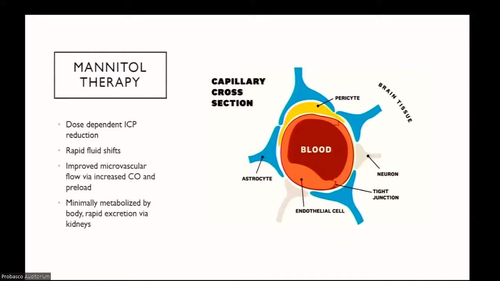The amount that ICP is reduced is directly related to the amount of mannitol that these patients get and the concentration. So thus is the dose-dependent ICP reduction. It is only mildly metabolized by the body, and it's excreted rapidly by the kidneys. It must be given via filtered IV infusion because of the crystallization properties. And it's best when used as a rescue treatment, such as in cases with severe cerebral edema and imminent midline shift and brain compression. And it's not to be used prophylactically.